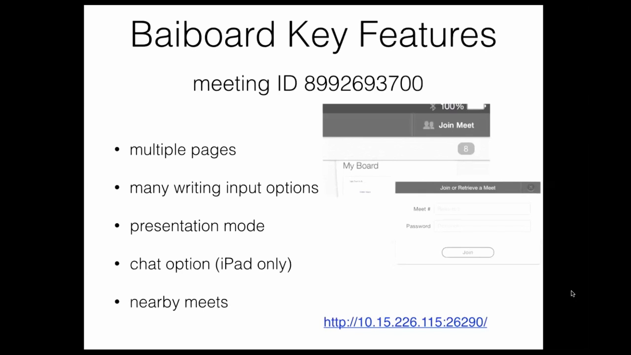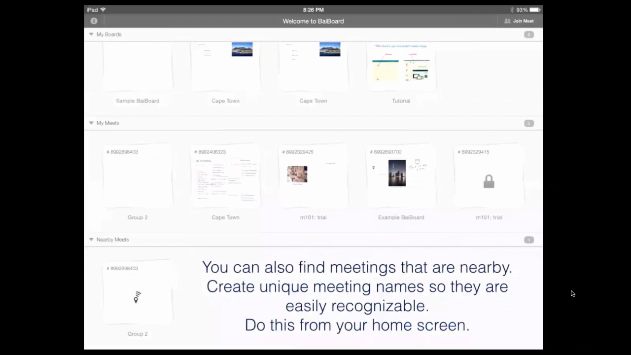And the last thing, I actually put 5 for Baiboards instead of just 4, is the nearby meets. So there's no need to actually send the students the meeting ID. The students will actually see it down at the very bottom. So you'll see that the nearby meets is there. So you just need to make unique names so that the students can recognize, and the students can create their own meetings as well. And they can say Fatima's group or Ahmed's class, whichever. And they just tap on that.